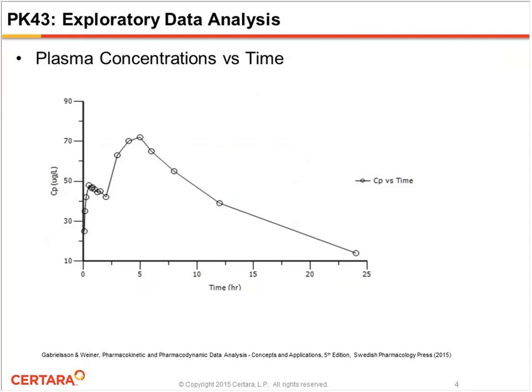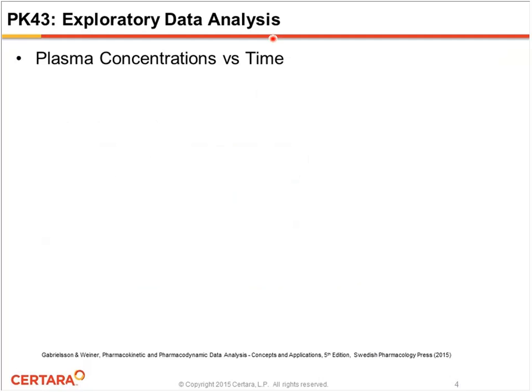Okay, so we will begin the exercise with exploratory data analysis, plotting the data to see the profile. As you can see here, we have multiple absorption phases. So then the question becomes, how do we model something like this? We're basically going to break up the administered dose into 2 phases, each of which has a fraction, in order to model this appropriately.